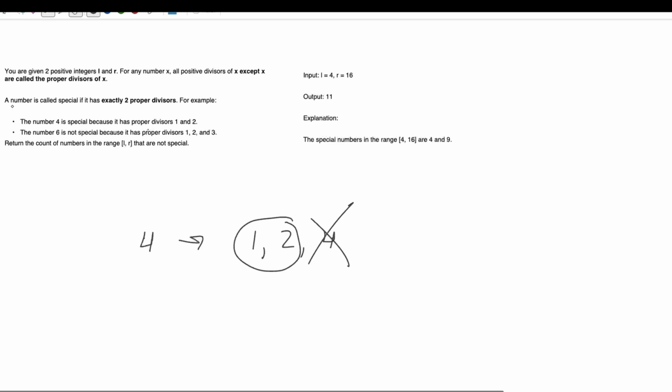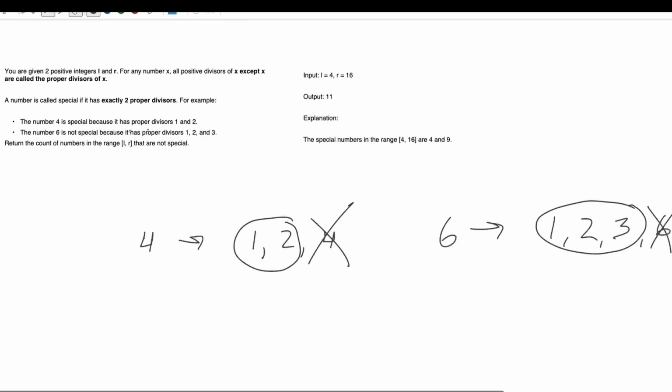So a number is called special if it has exactly 2 proper divisors. So you can see in this case, 4 is special because it has exactly 2 proper divisors. However, if we take a look at 6, divisors are 1, 2, 3, and 6. And remember, it's all divisors of x except for x. So we're getting rid of x itself. And then we actually have 3 proper divisors. So since this has more than 2, this is not a special number.